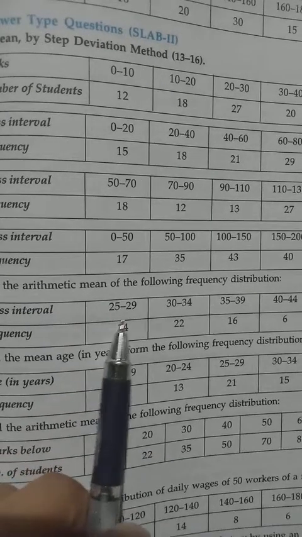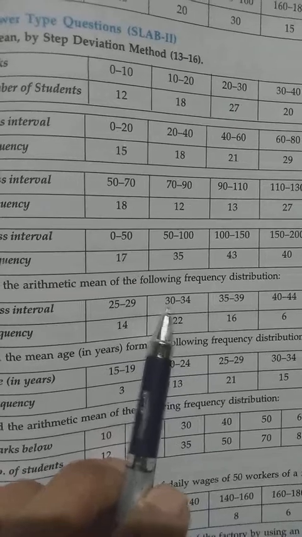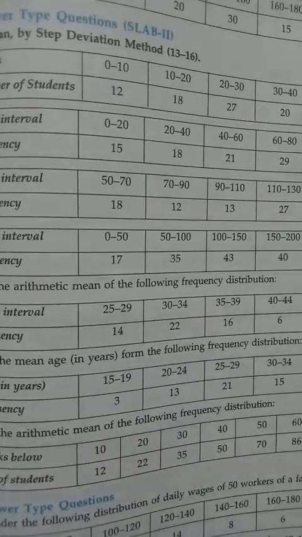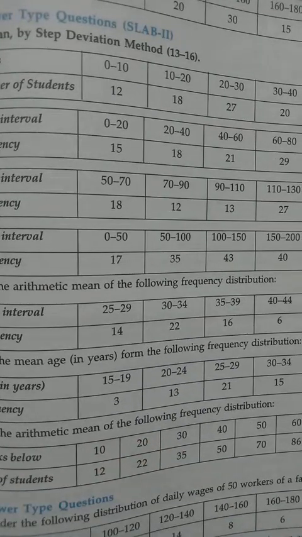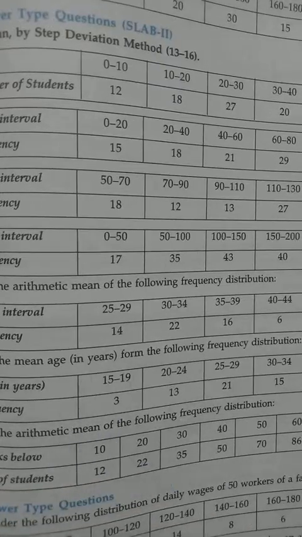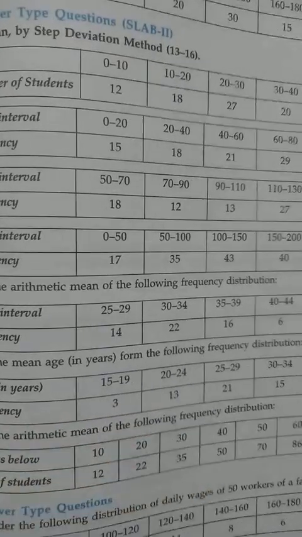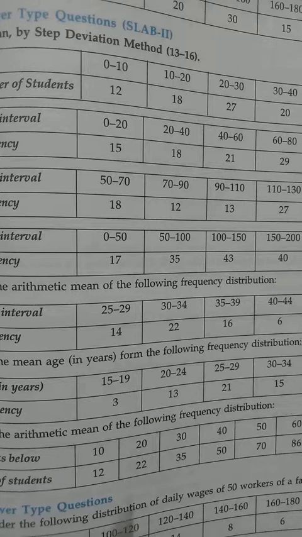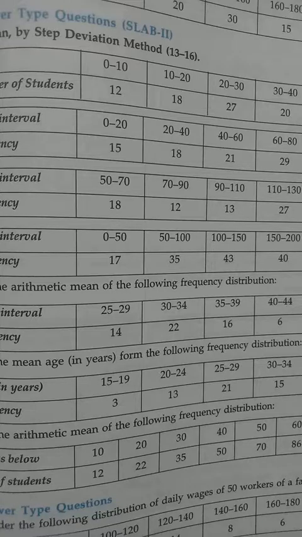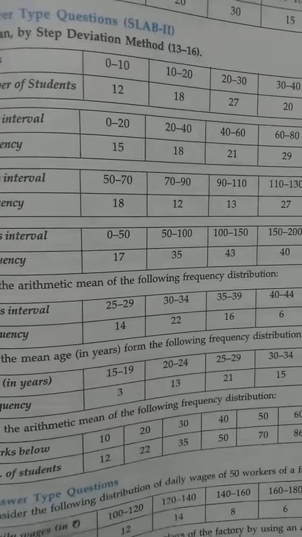Here if you look, the class intervals are not continuous. If it is the case of mode and median, we have to make it continuous, okay? But for the mean, since we are taking the average, it will not make any difference. So let us solve it. Arrange the table properly.